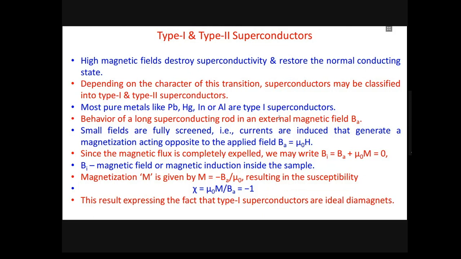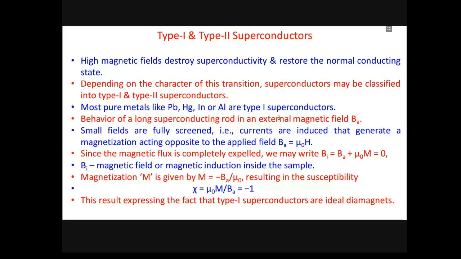Since the magnetic flux is completely expelled, we may rewrite this equation as BI is equal to BA plus mu naught M. This we have seen. This is the case for the Meissner effect. So the intrinsic magnetic field will be equal to the applied magnetic field plus the magnetization, so that the net induction will be equal to zero, because in the Meissner effect, that's what we have seen when it is transforming to the superconducting state. So basically, BI means the magnetic induction inside the sample, BA is the applied magnetic field, and M is the magnetization. For the applied magnetic field, the corresponding magnetization will take place. That can be quantified using this relation.